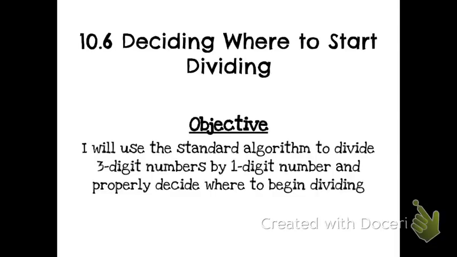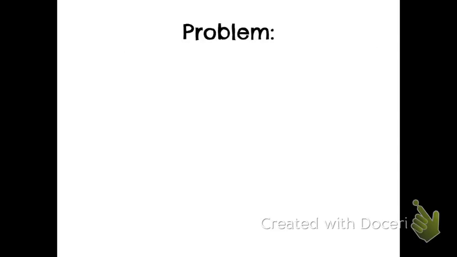Today's lesson is 10.6, deciding where to start dividing. The objective for today says that I will use the standard algorithm to divide 3-digit numbers by 1-digit numbers and properly decide where to begin dividing.